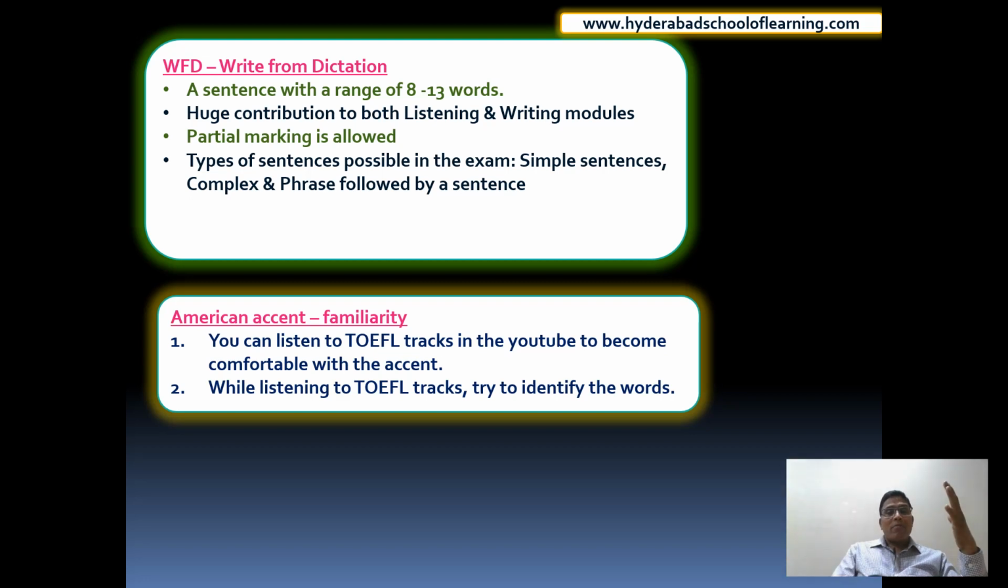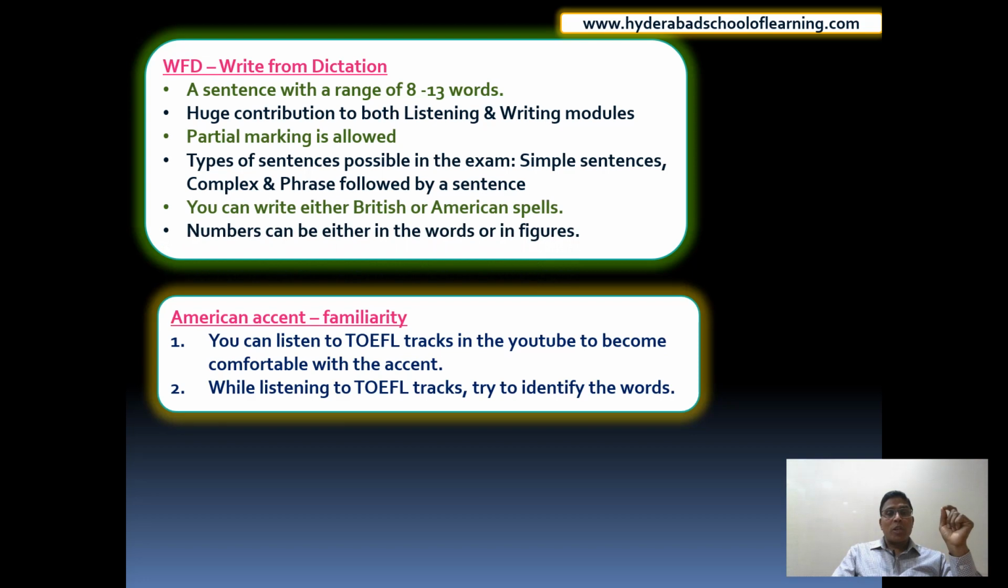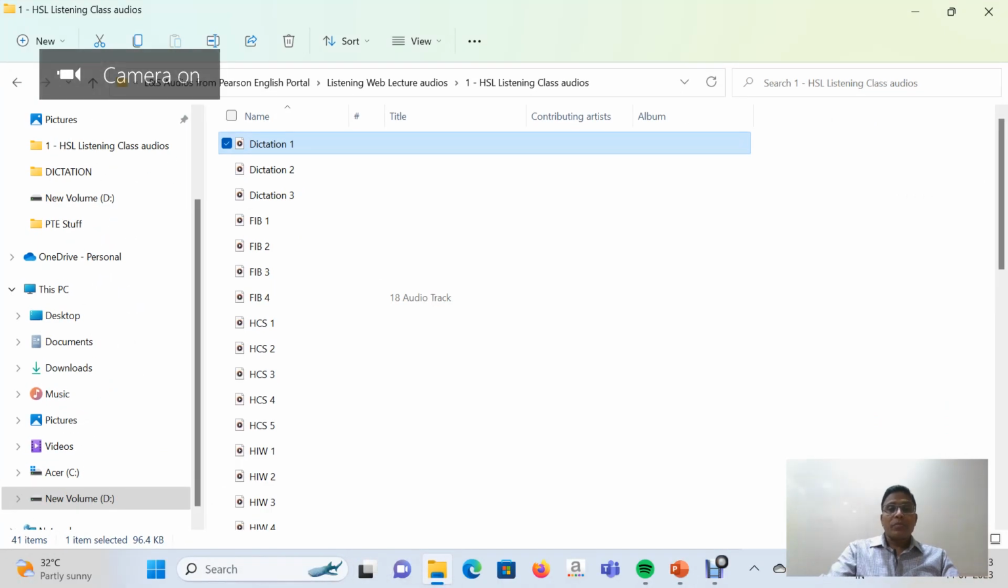People who are not familiar with the American accent might find it difficult, so they should become familiar by listening to various American-accented tracks. Maybe you can find them on YouTube. You can write either British or American spellings. Numbers can be written either in words or in figures. So let's see, we will take an example now. I'm going to play an audio file to help people understand the different scenarios in which your response can be assessed, how many points we can get, and how we lose points. So that I can also tell you. You can listen to this sentence now first.